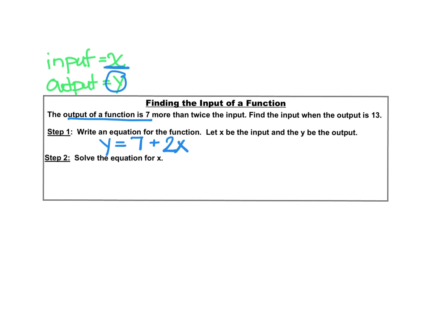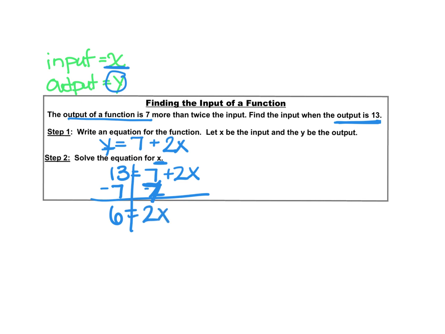So now it says solve the equation for x. When we do that, remember in our problem it said it's when the output is 13. So I'm going to take this amount for 13 and our output is our y. I'm just going to plug it in where I have the y. And then I'm going to solve this like I would any other two-step equation. Oops, minus 7. So I'm going to have 6 is equal to 2x, and I divide by 2, and x is going to be equal to 3.